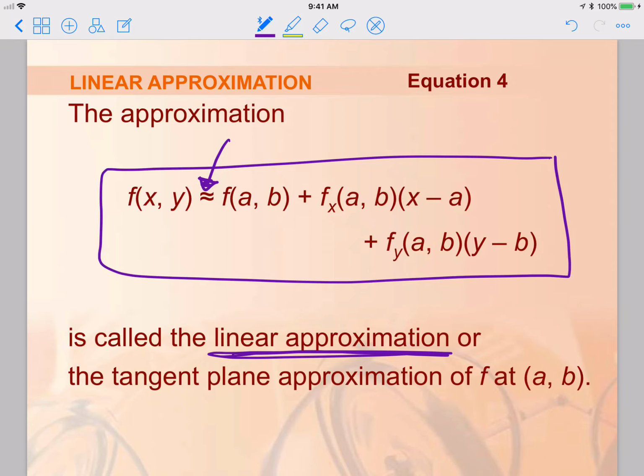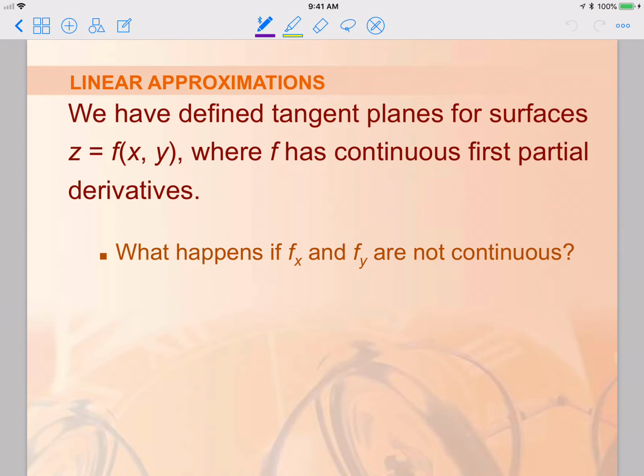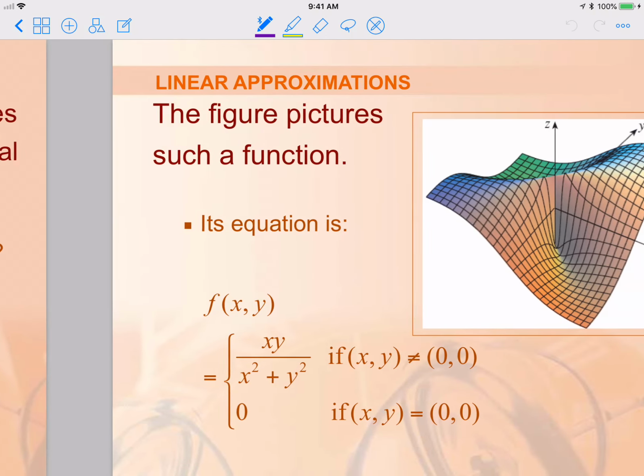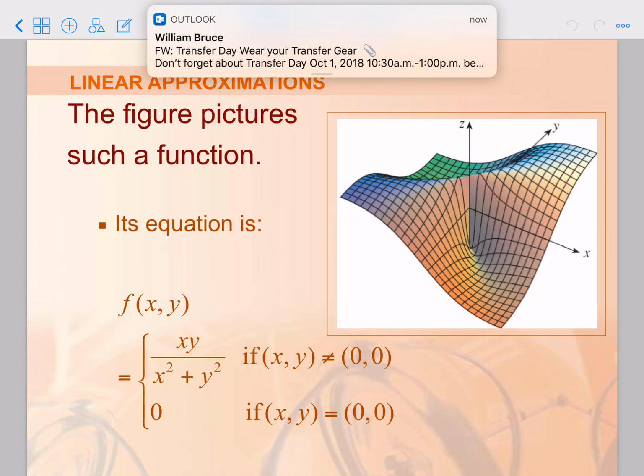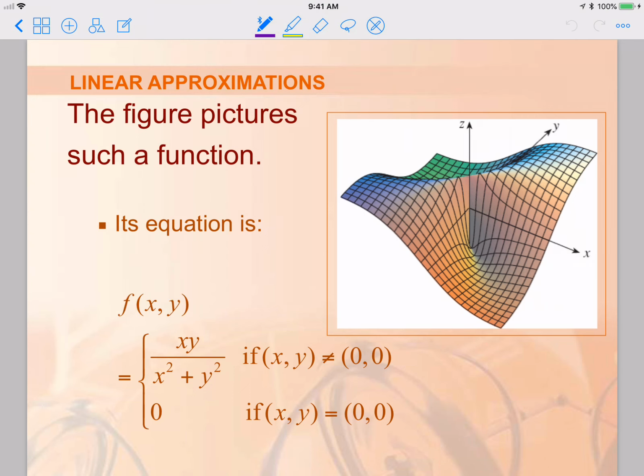So let's look at what happens if your partials aren't continuous at that point. Remember, we had this example. This was an example we went over in class, where our equation f of xy was xy over x squared plus y squared if xy is not at the origin, and then 0 if it is at the origin.